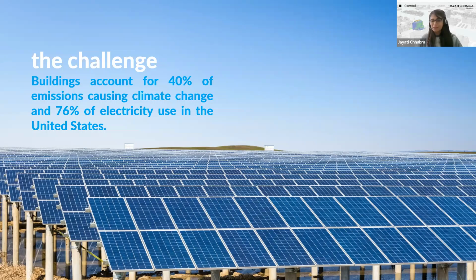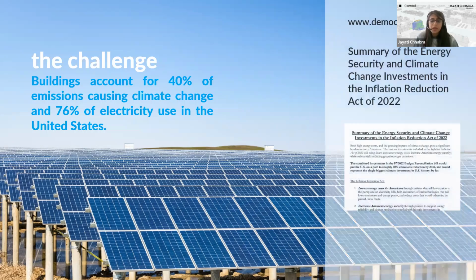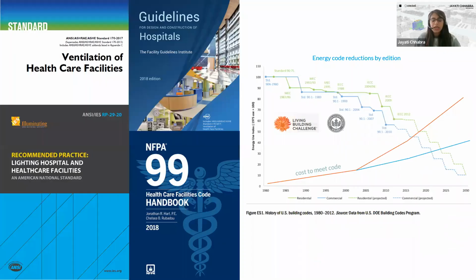Climate action. I'm sure you have seen this slide before, but it's all about fighting climate change. Buildings account for 40% of emissions causing climate change and 76% of electricity use in the United States. We are seeing new bills being passed in the Senate with funding, investment, and tax credits for energy efficiency and carbon reduction. So if you have not seen it, you must visit democrats.senate.gov to go through at least a summary of the energy security and climate change investments in the Inflation Reduction Act of 2022. What does this mean for us? This means we are going to see a drastic rise in effort to make buildings high performance, which unfortunately should have been a practice all along.